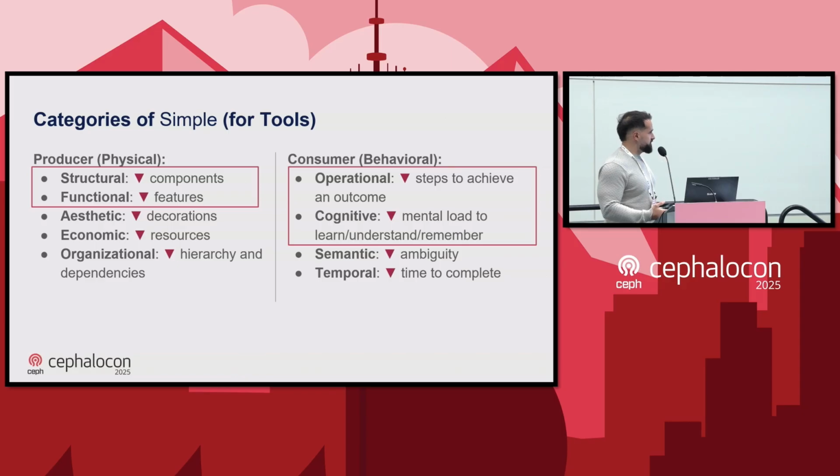And this is a categorization of simplicity. The main categories are the producer, because when we talk about simplicity, we mostly talk about tools. So we have the producer of that tool, and we have the consumer of that tool. According to that, we have all these different categories for classifying simplicity, but the top four are: from the producer side, the structural and the functional complexity, and from the consumer side, operational and cognitive. They are kind of related, so we could even say that both basically comprise what we understand as usability.